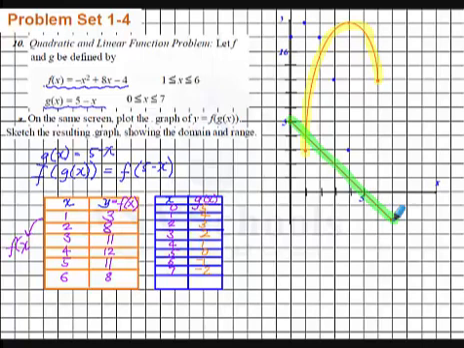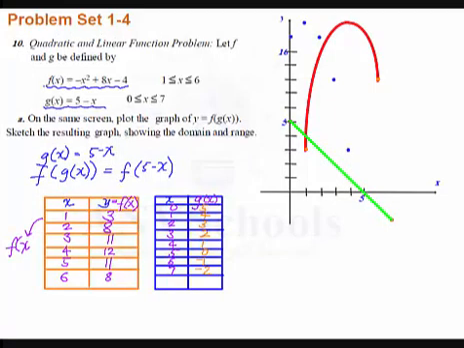Now it says that on the same screen, we're also going to plot the graph of y is equal to f of g of x. Well, you can do it with your own grapher. Let's remove the grid now. If you plug in y1 in your grapher, let y be equal to your f of x, and your y1 would be equal to your g of x.